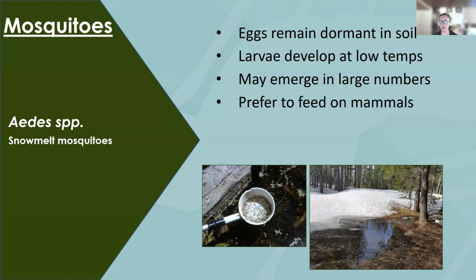The eggs hatch and the larvae are able to live and develop at extremely low temperatures in these snow pools. Almost all insect species and mosquito species tend to thrive in warmer weather. So it makes it more interesting and remarkable that these snowmelt mosquitoes have evolved to develop at these low temperatures. Like other floodwater species, they can emerge in very large numbers and can be aggressive biters of people.